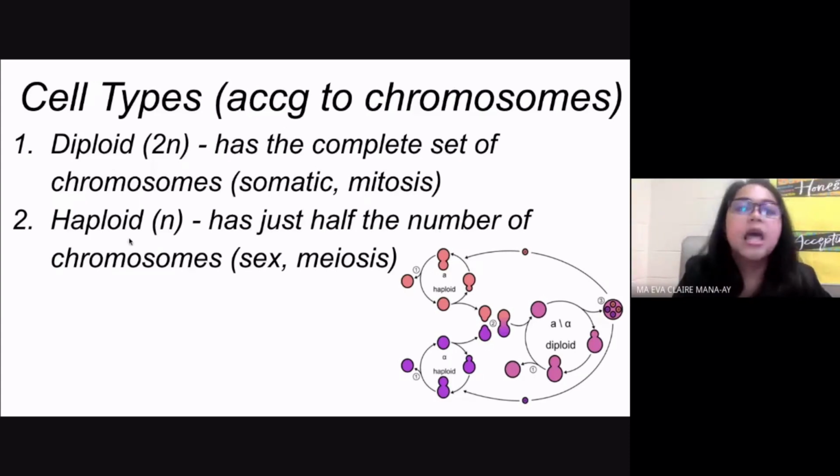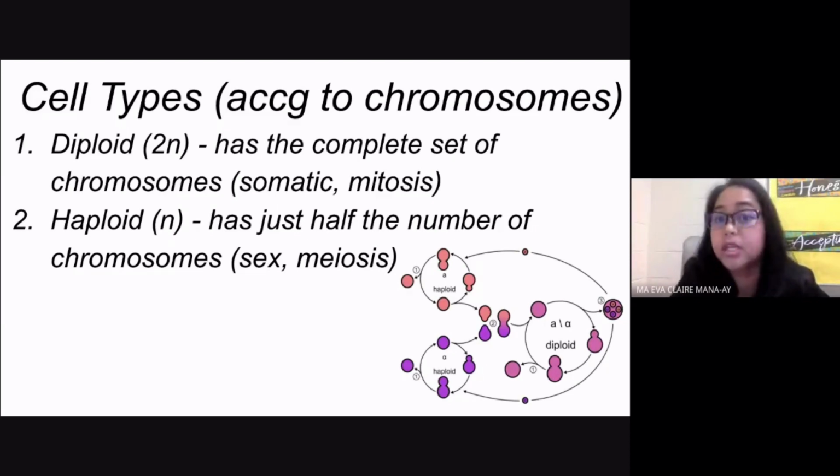The other term is your haploid cell. When you say haploid cell, on the other hand, this is represented by just N. That means it's your 2N divided by 2, so you only have N here. When you say haploid, this only has half the number of chromosomes. So in humans, haploid cells will only have 23 chromosomes because, as I've mentioned, we have 46 chromosomes in our body.